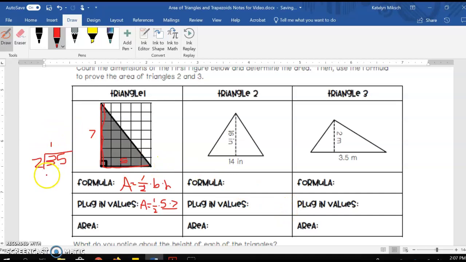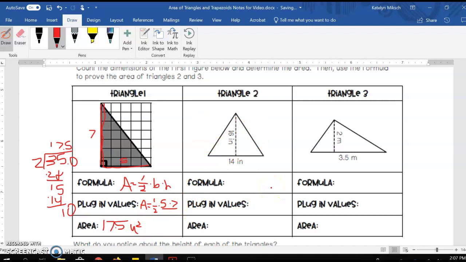2 will go into 3 once, with 1 left over. And then when I bring down my 5, 2 will go into 15 7 times. 7 times 2 is 14. So I have 1 left over again. I can add a decimal point and a 0. 2 will go into 10 5 times. So that makes the area of this triangle, this right triangle, 17.5 square units, or units squared.